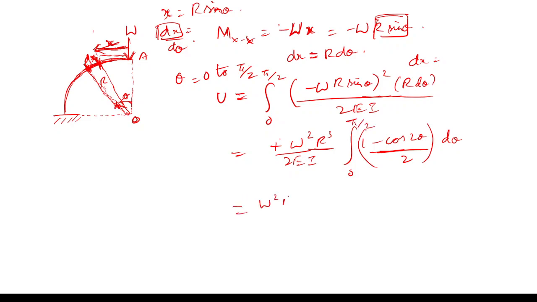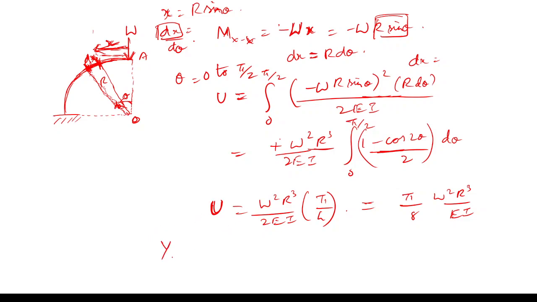So w square r cube divided by 2EI into, if I integrate this, pi by 4, sir. Yeah, pi by 4. Pi by 8. Yeah, it should be pi by 8 into w square r cube divided by EI. So this is the strain energy value. Okay? Has everyone understood? Yes.